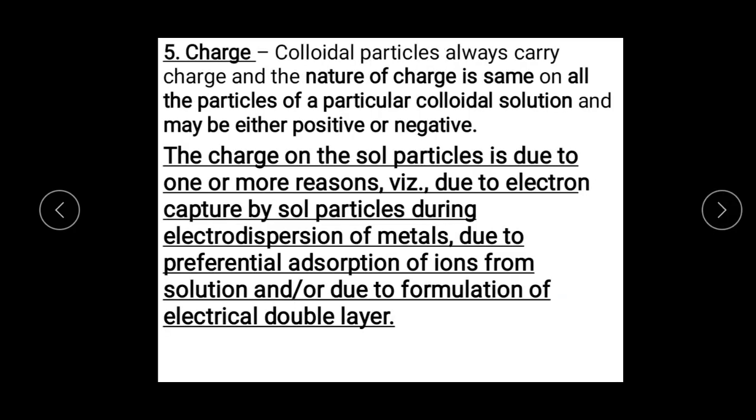Now the next property is charge. We have already seen in the previous presentation that colloidal particles always carry charge, and the nature of charge is the same on all the particles of a particular colloidal solution, either positive or negative.